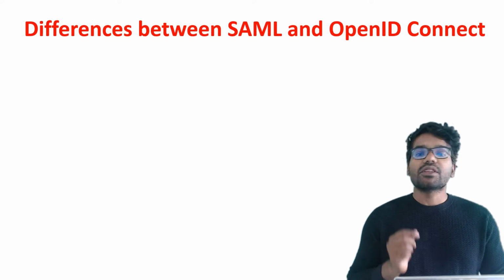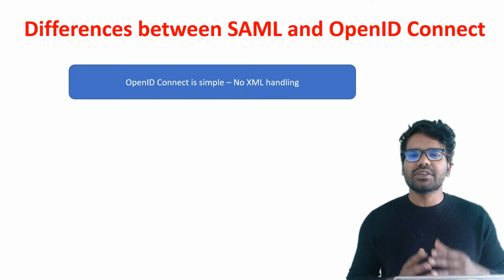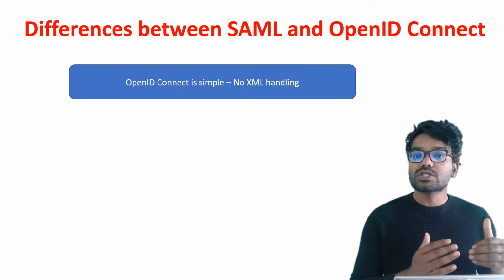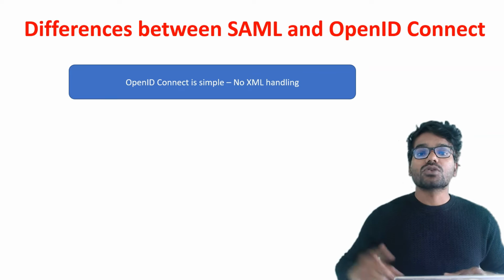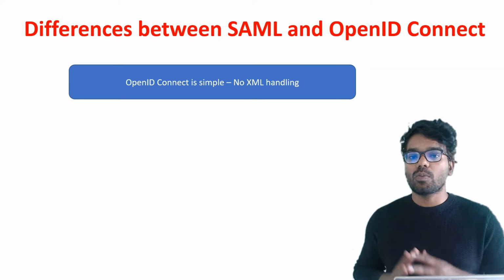Now let's look at some of the differences between these two. The first thing, which many developers say, is OpenID Connect is easy to implement. You don't have any kind of XML handling. They do use some kind of JSON tokens. So this can be a main difference. There is no XML formatting in OpenID Connect.